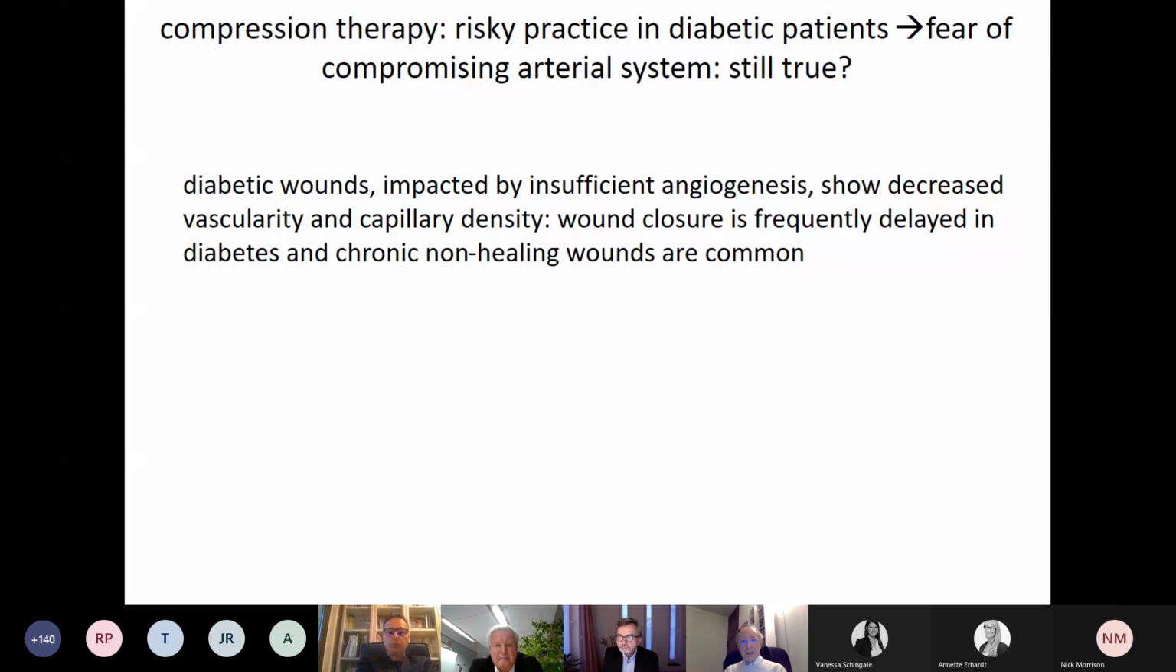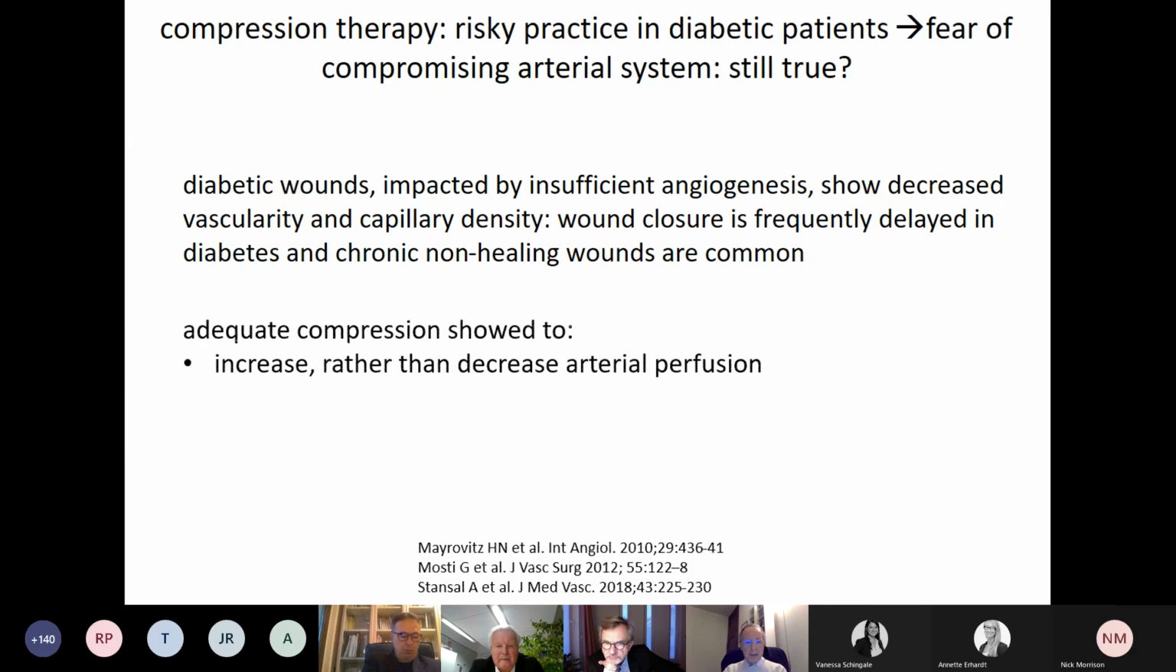So is it still necessary, so to say, to be so afraid of compression in diabetic patients? I would say no, and I would like to explain why I'm convinced that we shouldn't be so afraid of compression in diabetic patients. You see here that diabetic wounds show decreased vascularity and capillary density, and wound closure is frequently delayed in patients with diabetes, but adequate compression has been shown to increase rather than decrease arterial perfusion.